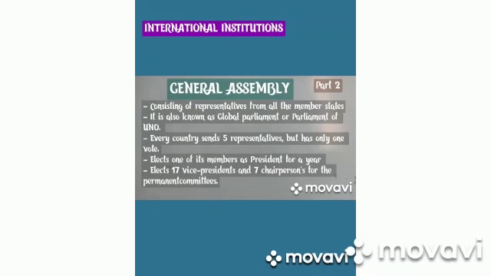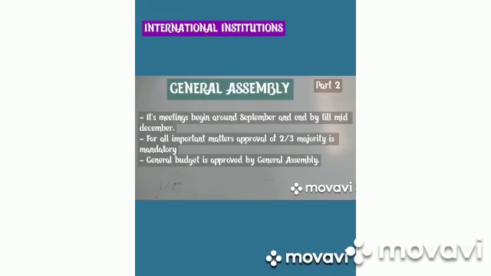Every country has the right to send 5 representatives, but they have only 1 vote at the time of elections. They elect one of its members as president for a year, so the term for the president is only 1 year. They also elect 17 vice presidents and 7 chairpersons for the permanent committees. Some committees are there, and for those they select these chairpersons and vice presidents. The meetings of the General Assembly begin around September and end by mid-December.